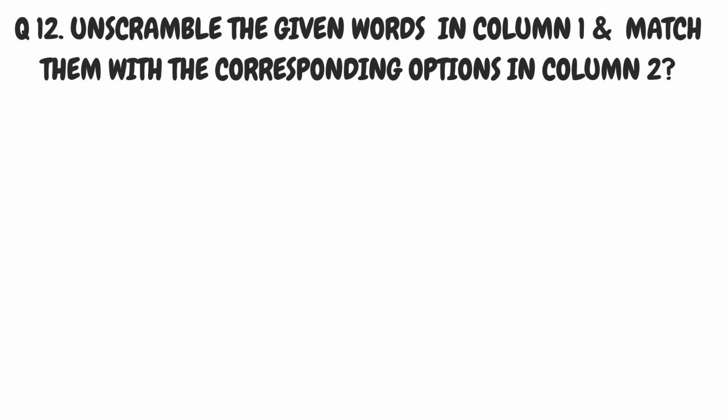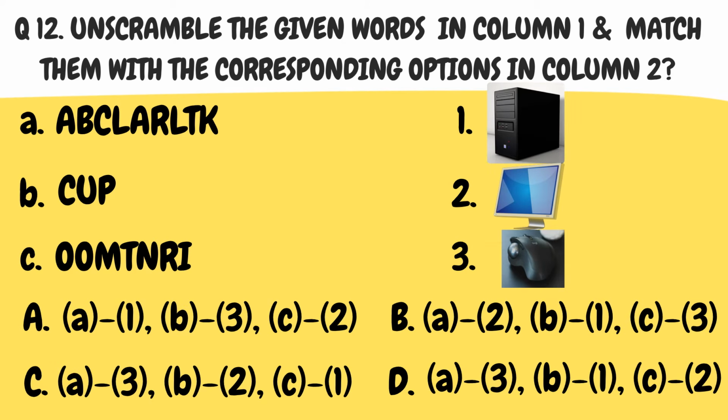Question number 12. Unscramble the letters of the words given in column 1 and match them with the corresponding options given in column 2. A is trackball. B is CPU. C is monitor. Let's match them. The correct answer is D. A3, B1, C2.